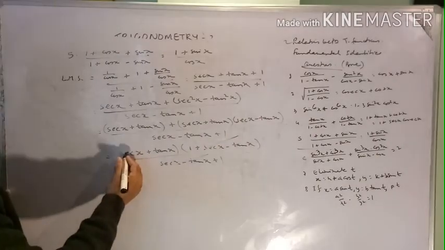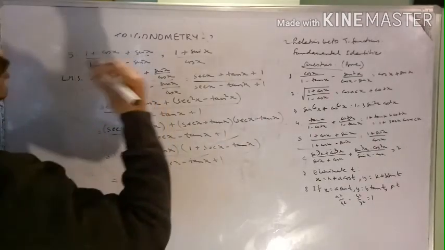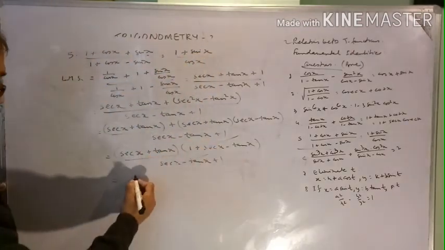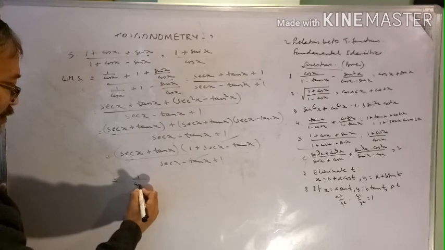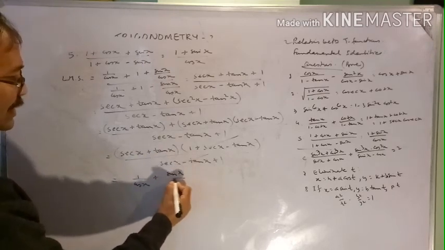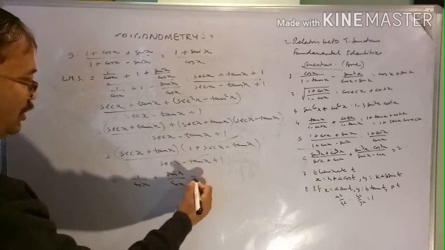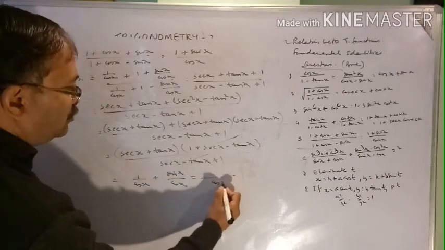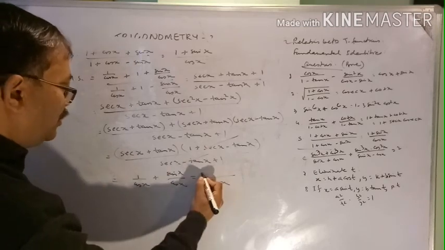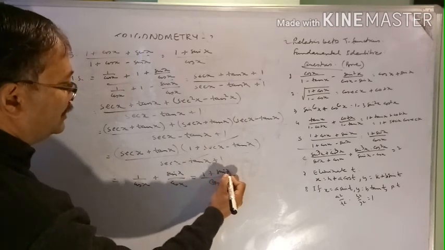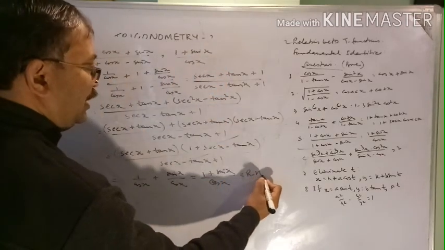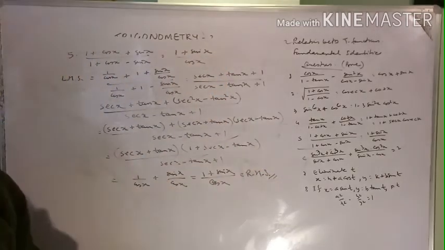So what is left? Sec x plus tan x. But in the RHS we have sin and cos, so we change sec and tan into sin and cos. Sec is 1 by cos x and tan is sin x by cos x. If you take the LCM, we get cos x, and here it will be 1 plus sin x. So we get 1 plus sin x by cos x, which is equal to the RHS. Okay, so it is proved.